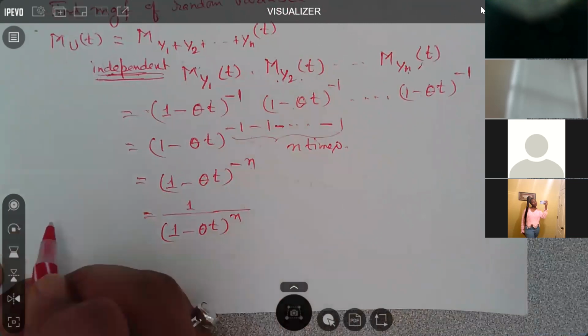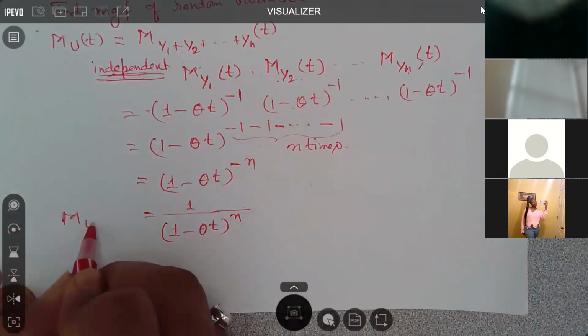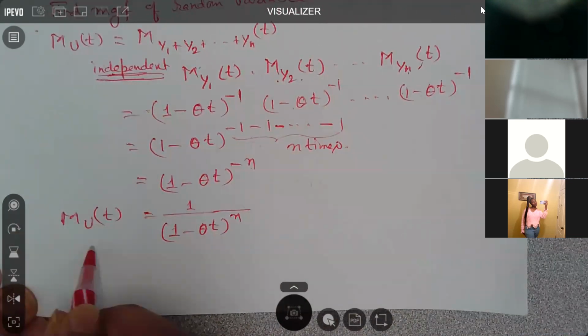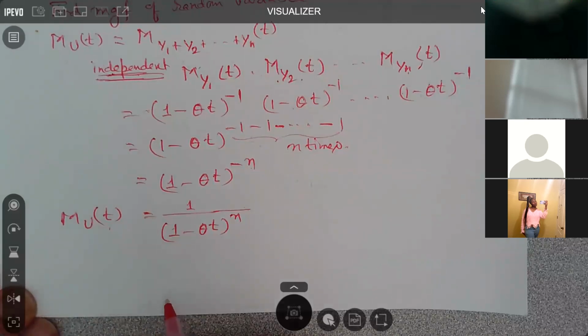Now we found the moment generating function for the new random variable u. Our task is to match this moment generating function with some known distribution. What is the distribution this moment generating function belongs to? That's what we want to find.